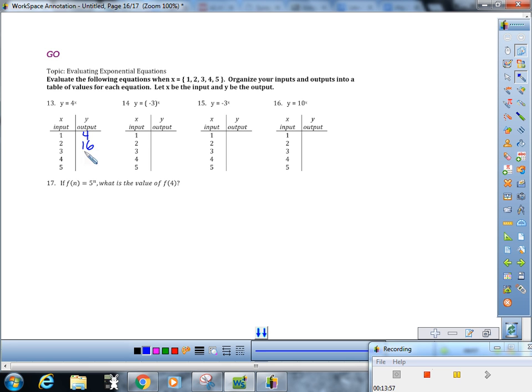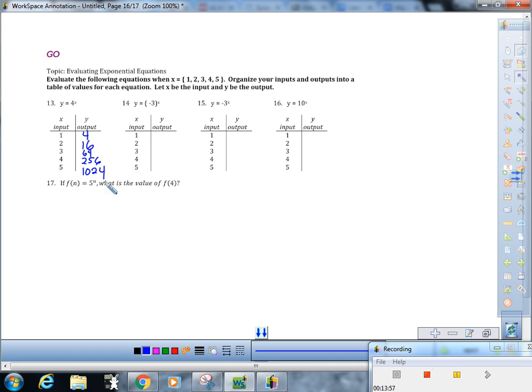4 to the 3rd is 64. Notice I'm just multiplying the previous one times 4. 4 to the 4th is 256. And 4 to the 5th is 1024. Look how big that gets. Exponential growth. Okay?